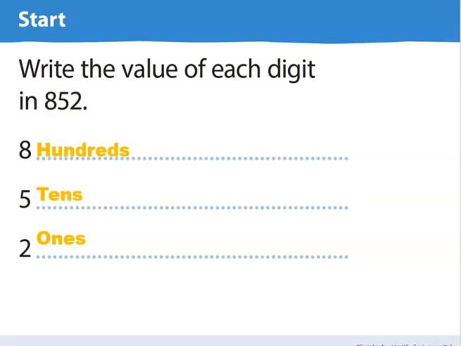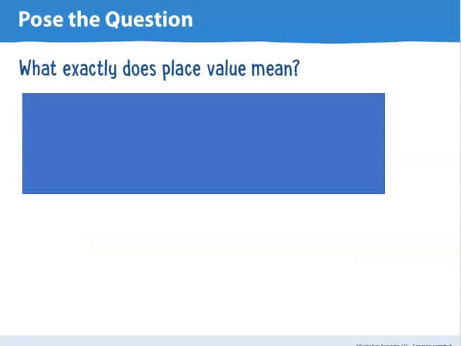When we come up with the value of each digit, I like to think about money. If this were a money amount, the 8 would be worth 8 hundreds, $800 bills. 5 is worth 5 tens, which is like 5 $10 bills. And 2 is worth 2 ones, which is like 2 $1 bills.